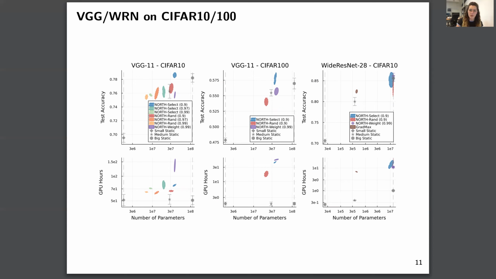For Wide ResNet, NORTH-Star methods tend to grow up to the maximum size, likely due to the complicated dynamics of residual connections on the trigger metrics. NORTH-Weight slightly beats the largest static architecture while NORTH-Select matches performance, and GradMax beats the static architecture at a similar size. Please see our paper for further analysis such as layer widths and hyperparameter studies.